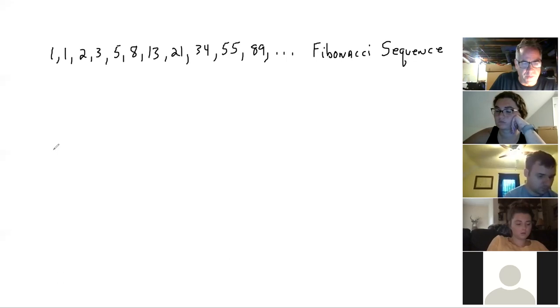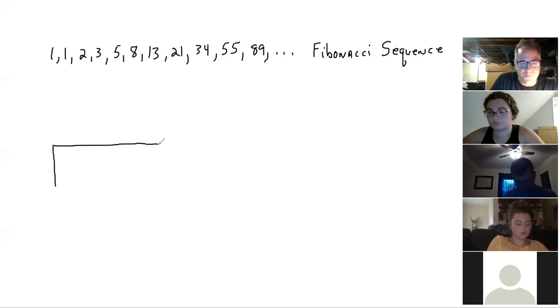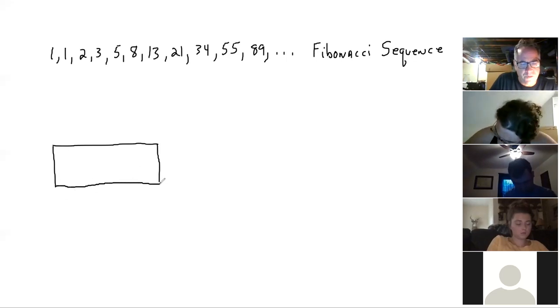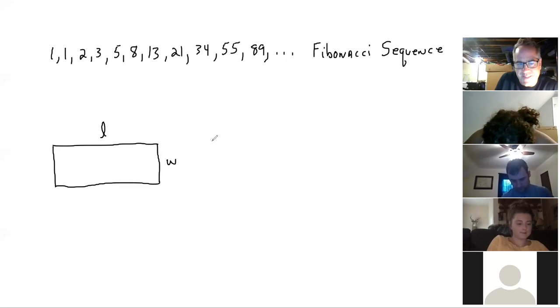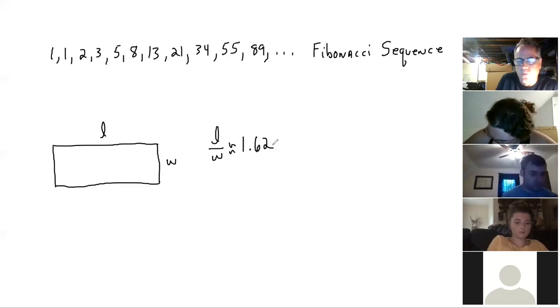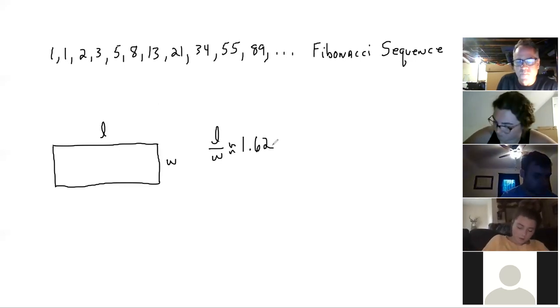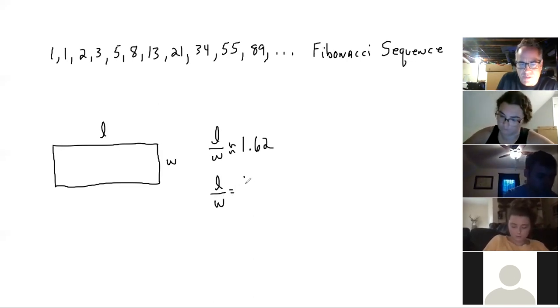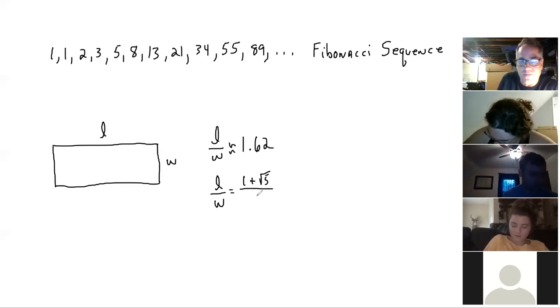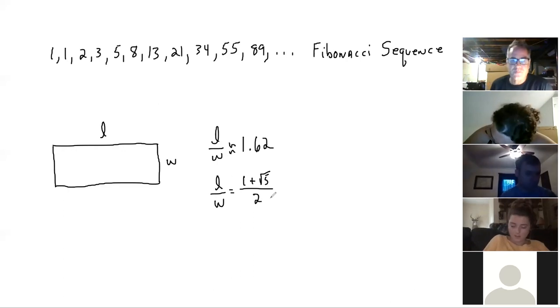Now, what I'm specifically talking about is a rectangle, and this special rectangle that a lot of art in antiquity conformed to has the length divided by the width approximately, if we round to the hundredths place, 1.62. Now, the exact value, and that means no decimal form, is 1 plus the square root of 5, all divided by 2, which, if you do the arithmetic and round to the hundredths place, is 1.62.